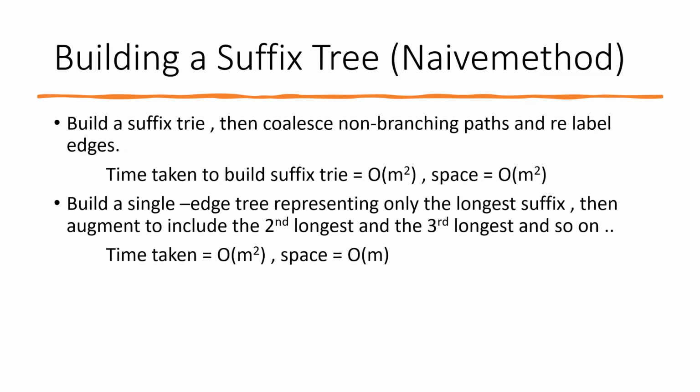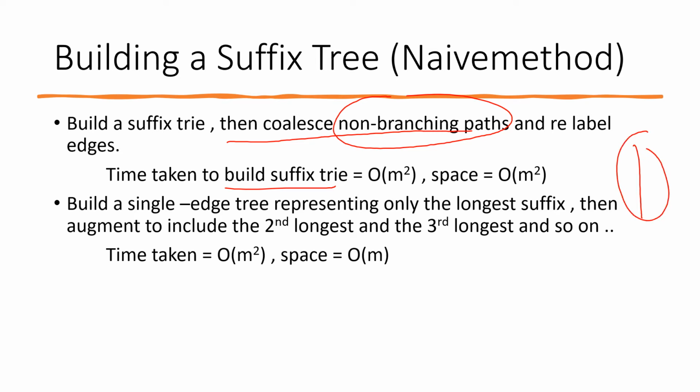So these are two notions which help to distinguish between string labels and node labels. One of the naive methods we saw earlier is to just build a suffix trie and then compress those non-branching parts, which have only a single child. These can be compressed and formed into a suffix tree, but still building a suffix trie will take O of m square time, so the total complexity will be O of m square. So we need something better than O of m square.